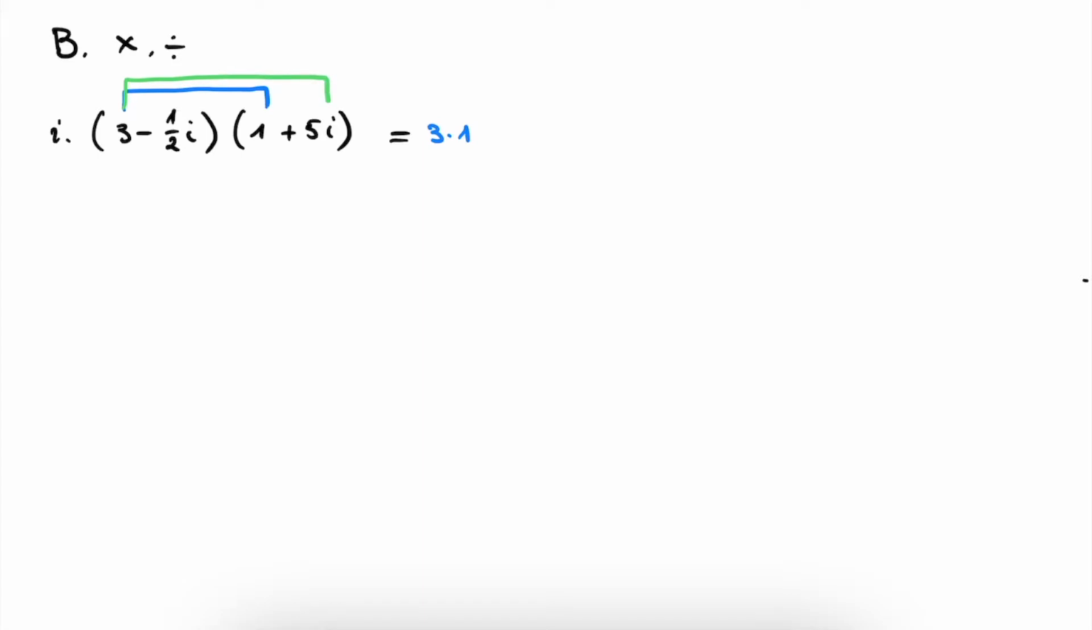For the first exercise, we have to multiply 3 minus 1/2 i together with the complex number 1 plus 5i. And so how are we going to tackle this problem? Well, we're going to use the distributive property of complex numbers, which basically says the following. The result of this multiplication between these complex numbers will be, first we multiply 3 and 1, so we get 3 times 1. Then we multiply this 3 with this 5i, so we add to this 3 multiplied by 5i.